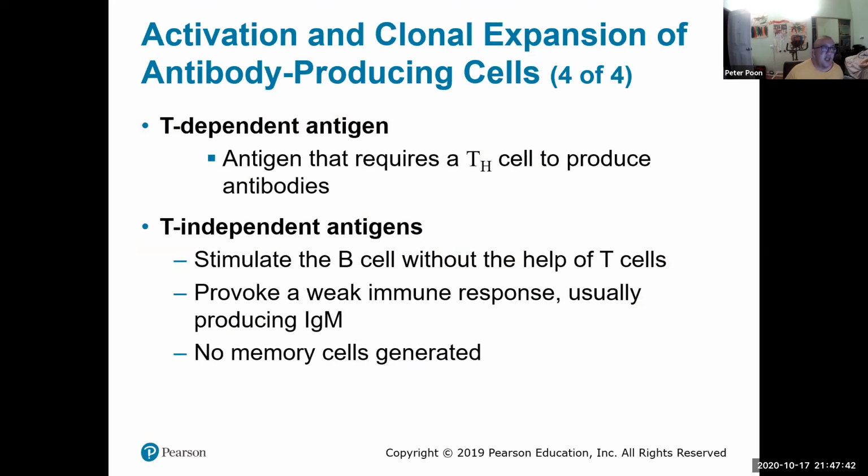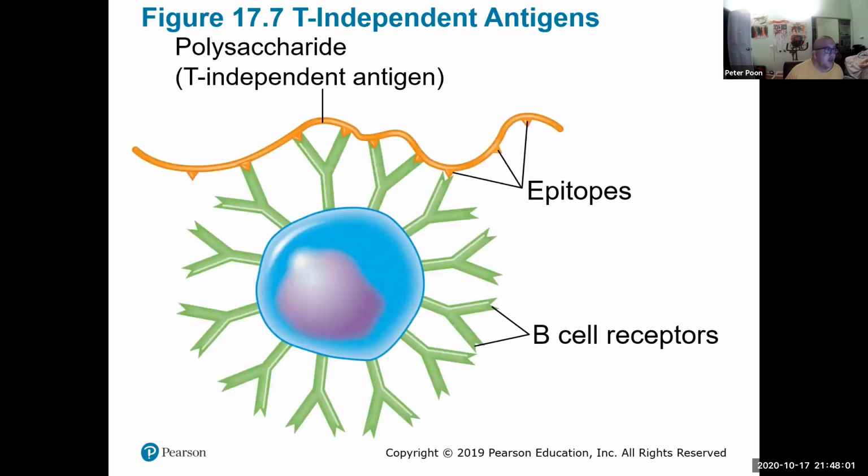Activation and clonal expansion of antibody producing cells. A T-dependent antigen is an antigen that requires T helper cells to produce antibodies. T-independent antigens activate the B cell without help of T cells. Usually that's because you have a repeating epitope that binds to multiple sites of a B cell, and that independently will trigger the B cell to proliferate.